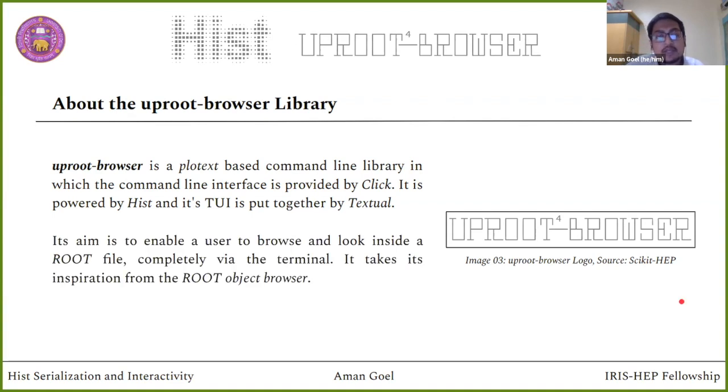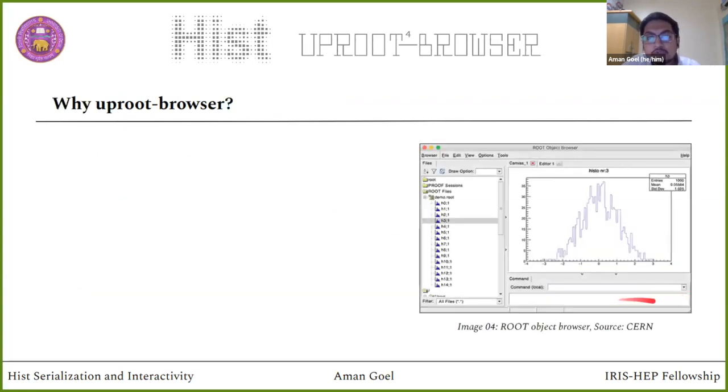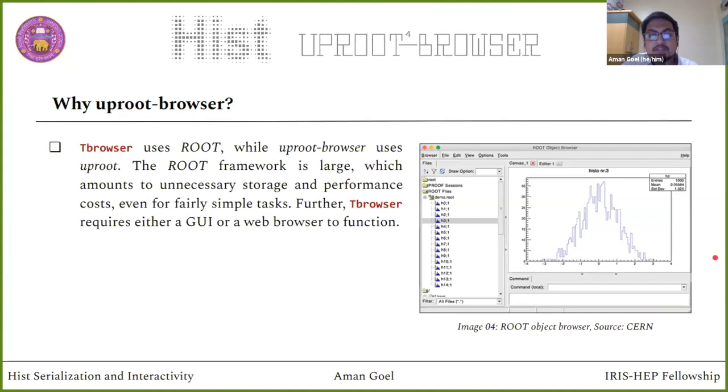Now, its aim is to enable a user to browse and look inside a ROOT file completely via the terminal. It takes its inspiration from the ROOT object browser. Some of you might be familiar with it if you have used the ROOT library and the browser. So the need for Uproot browser arose when we had the ROOT object browser, which is a part of the complete ROOT framework, which is a large framework, and it requires a GUI and a web browser to function.